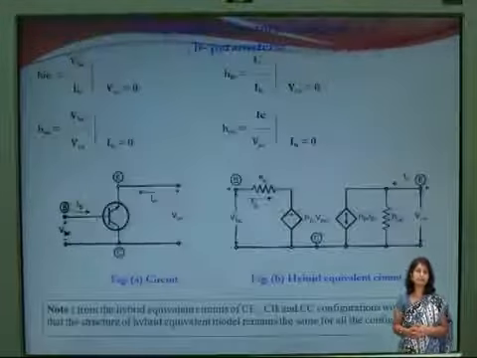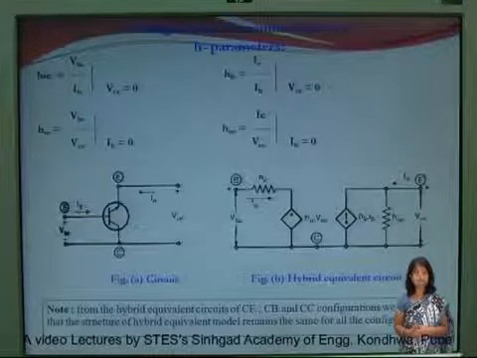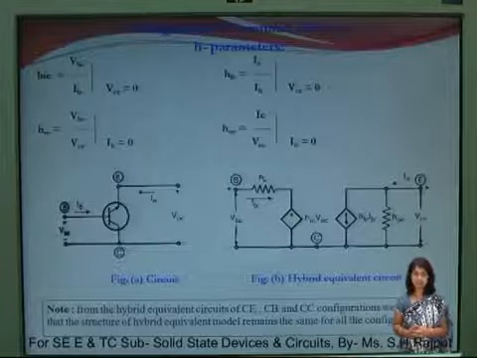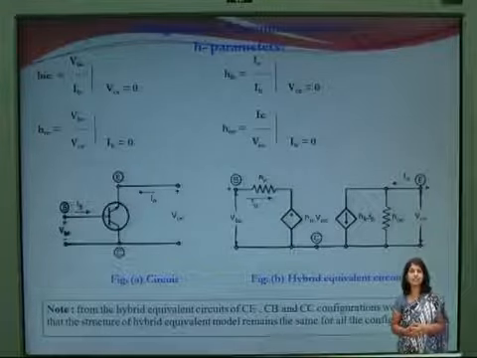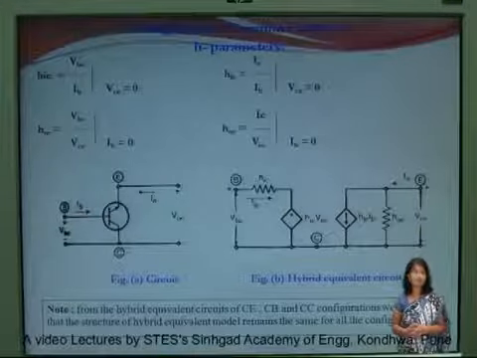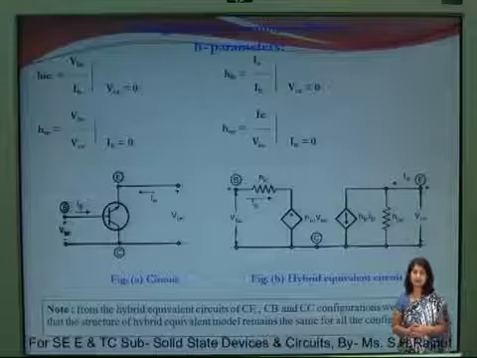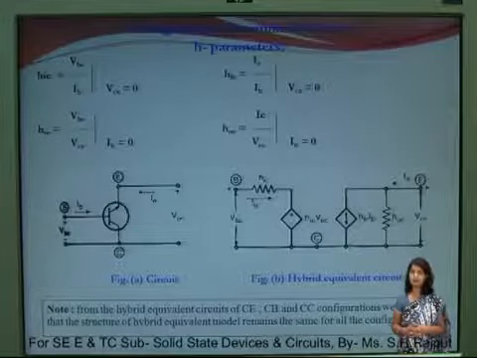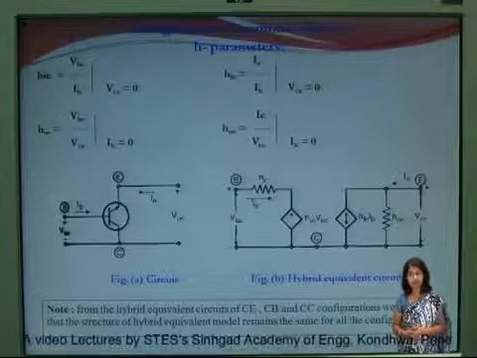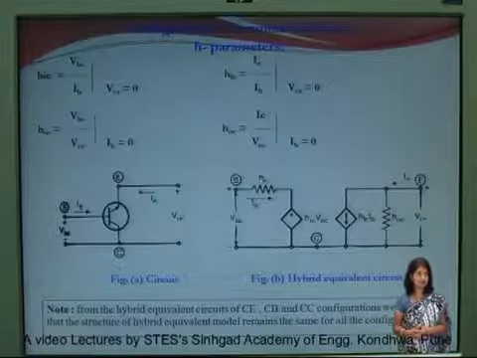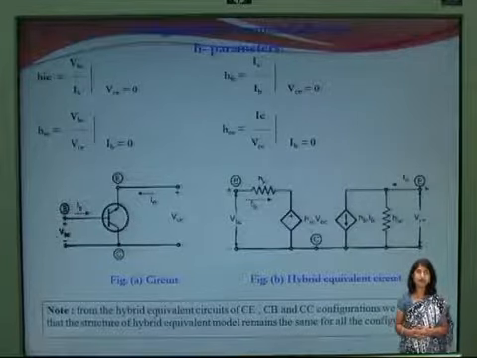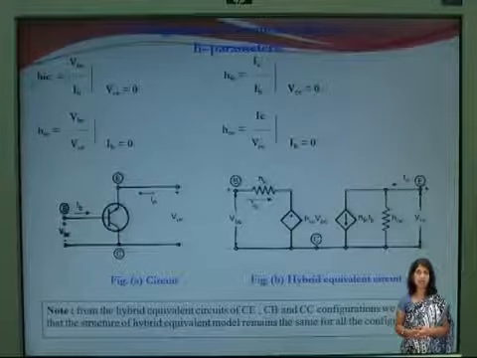Let's see now the common collector configuration where the h parameters are indicated as hic, hrc, hfc and hoc. hic is given by VBC divided by IB by keeping VCE equal to 0. Then hrc is given by VBC divided by VCE by keeping IB equal to 0. Then hfc is given by IC divided by IB by keeping VCE equal to 0. The last term, hoc, is given by IC divided by VEC by keeping IB equal to 0.